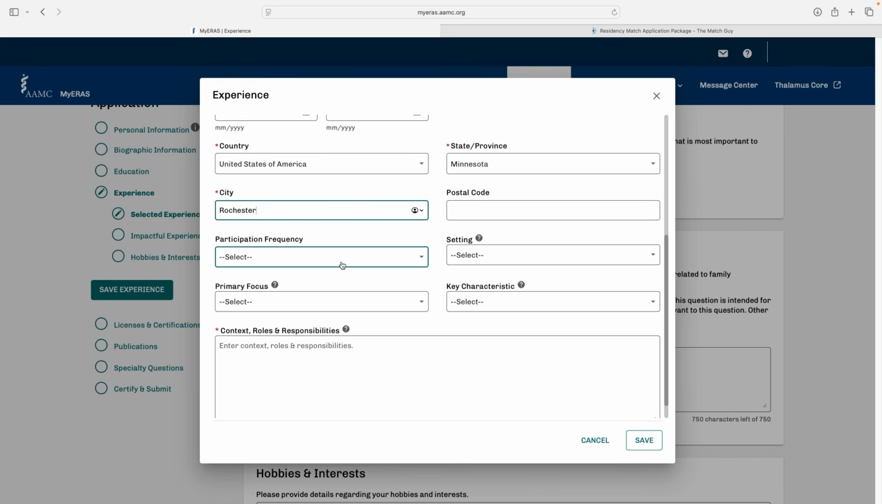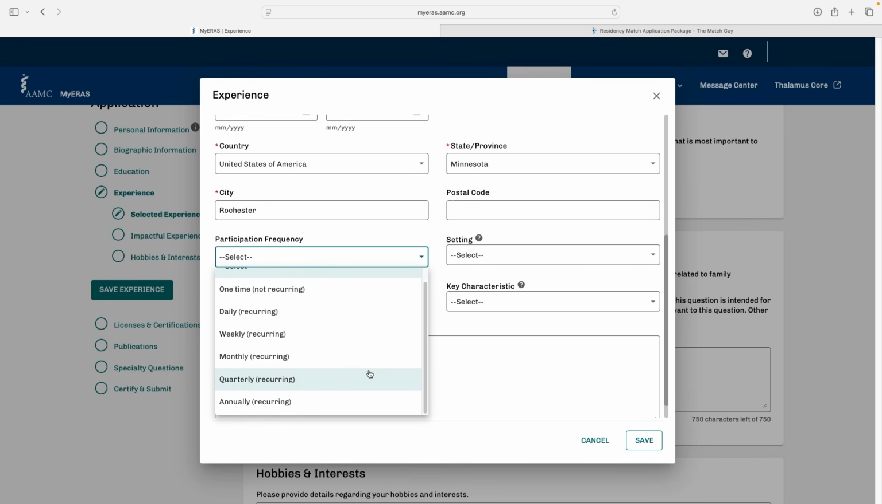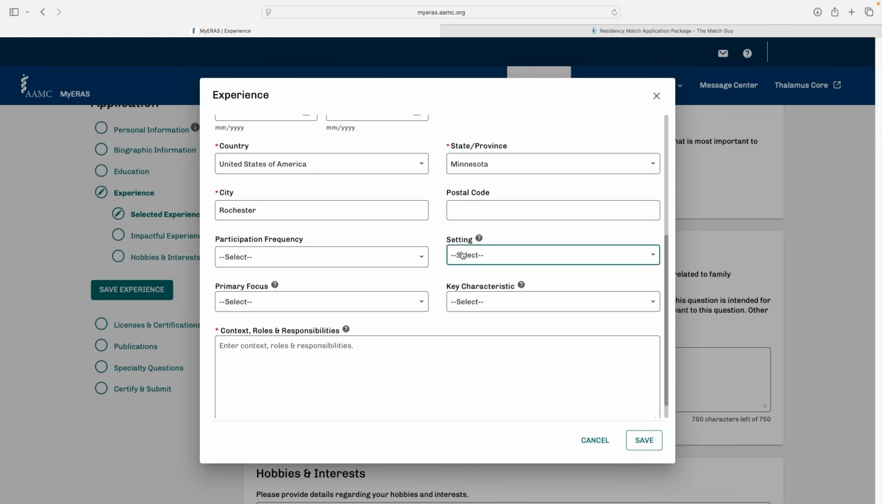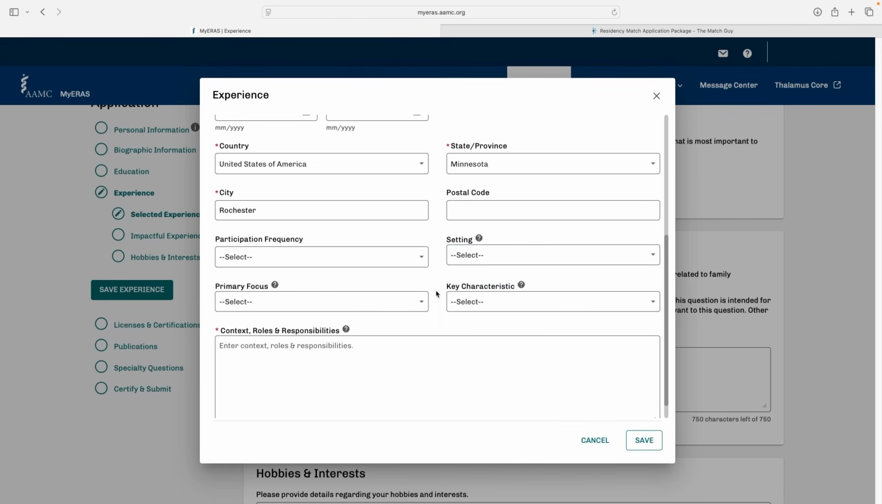Then you can put the participation frequency, and you have one time, daily, weekly, monthly, quarterly, annually. And I can put some explanation of how frequent it has to be to become daily or weekly or monthly, etc. The setting, similar to the setting we talked about, the rural, suburban, urban, virtual, now they have that as an option. And then you have a combo of the rural, suburban, and suburban, urban. Then we have the primary focus and key characteristic. They are not mandatory sections to fill, but I highly recommend you do.